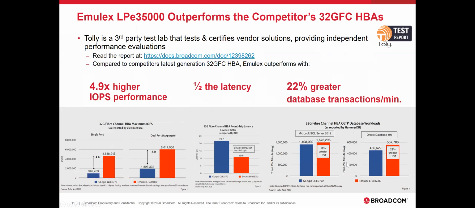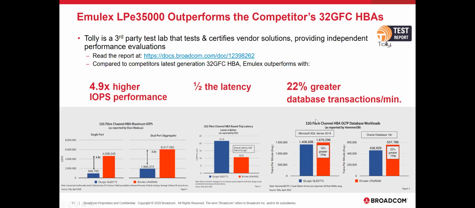And then just one slide to talk about Emulex performance versus our competition. Once again, this information is available to you from a third-party test lab who purchased HBAs from us and from our competition and ran some tests. You can see that from an IOPS perspective, we were almost 5 times faster than our competition. From a latency perspective, we're almost half of our competition.